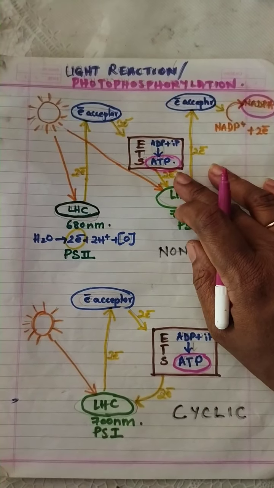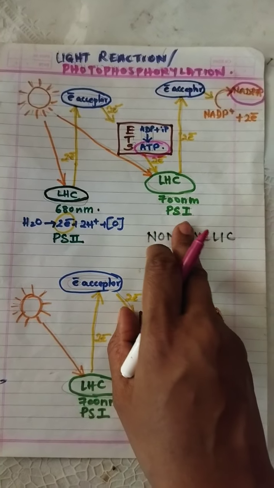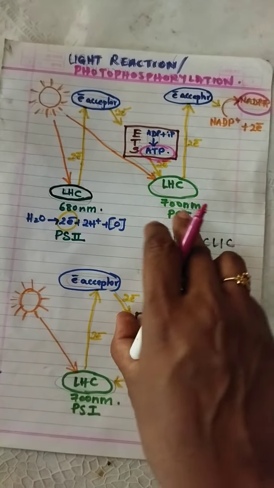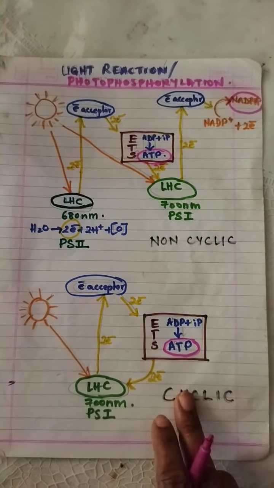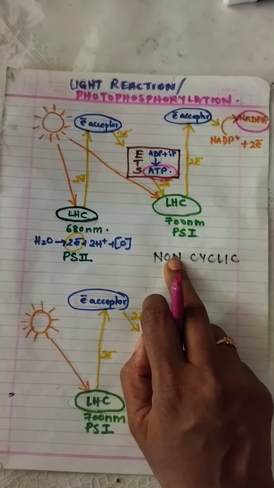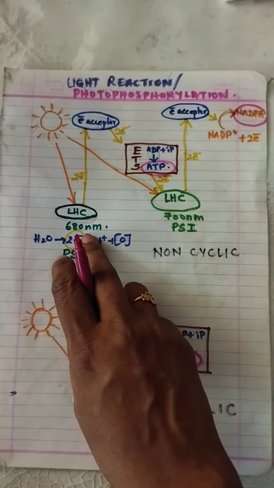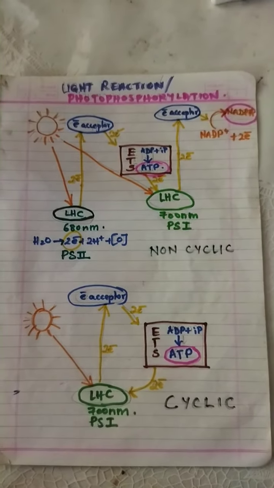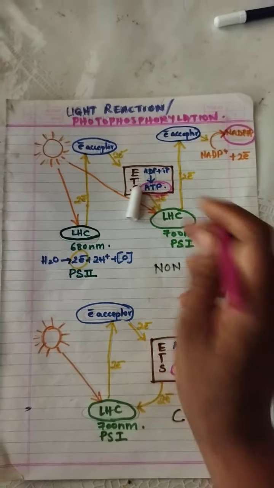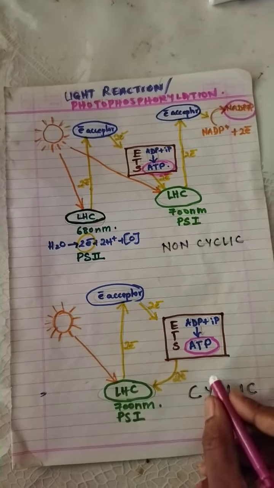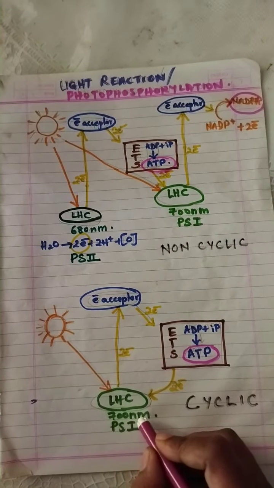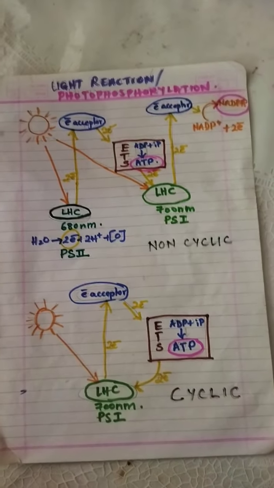In the non-cyclic one, there are two photosystems. In the cyclic, there is only one photosystem. In the non-cyclic photophosphorylation, there are two types of lights from the sun which are absorbed. One of 680 nanometers, the other one of 700 nanometers. But in cyclic, there is only one type of sunlight, that is 700 nanometer wavelength sunlight, that is absorbed.